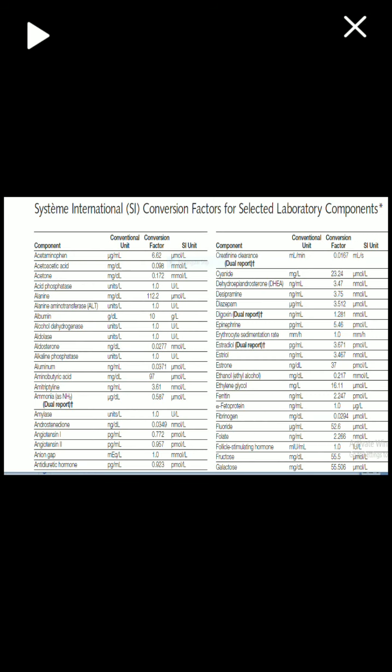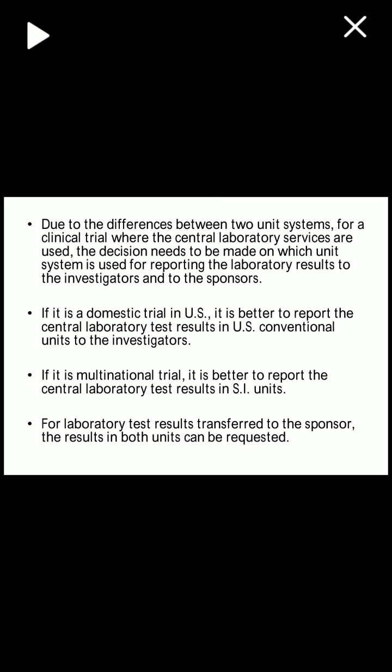So in the last row you can see fructose and galactose, we have milligram per deciliter. When you use the conversion factor, this will change into micromole per liter if you use the SI units. So coming to this, due to the difference between two unit systems, for a clinical trial where the central laboratory services are used, the decision needs to be made on which unit system is used for reporting the laboratory results to the investigators and to the sponsors.